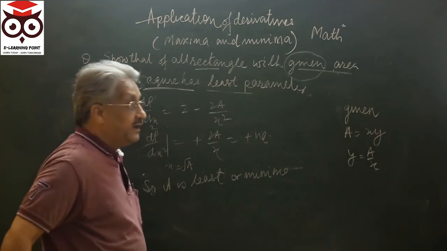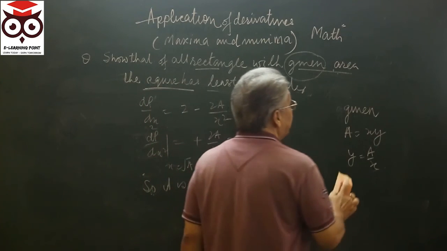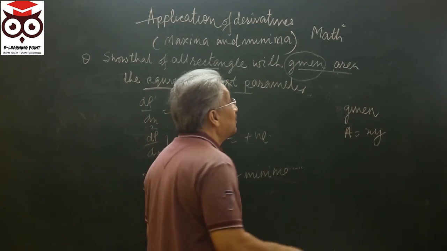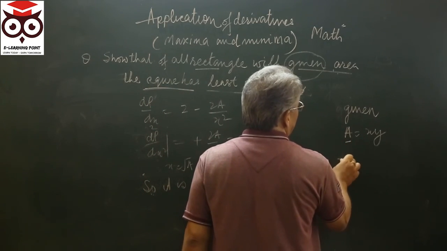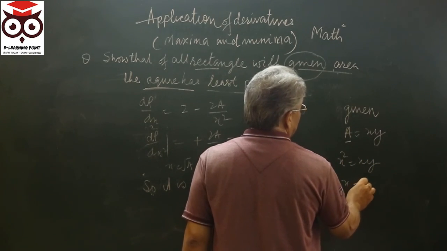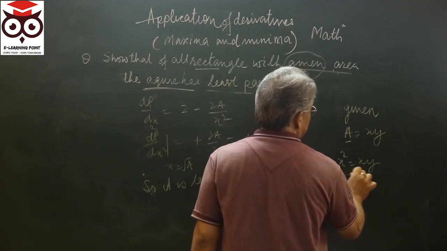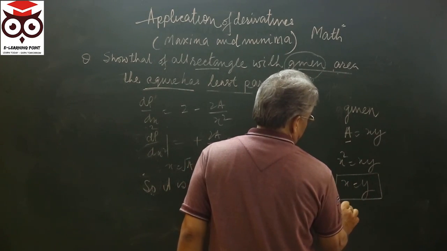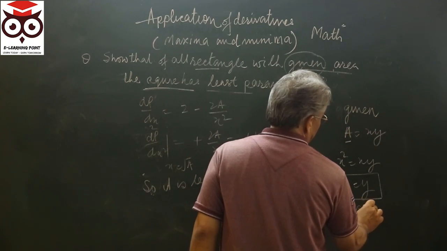Right? But again I will solve it. It is a square. So I will put the values here. x square is equal to xy. So I can say it is a square.